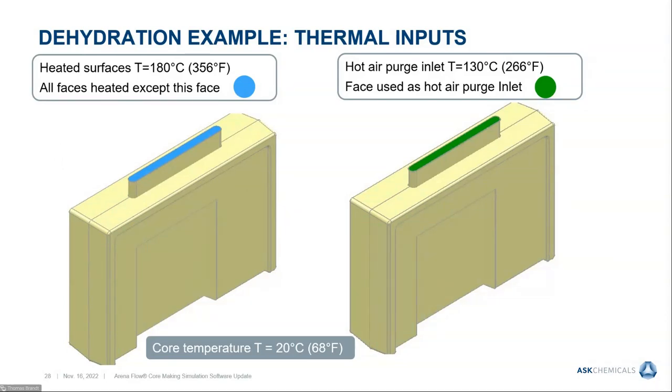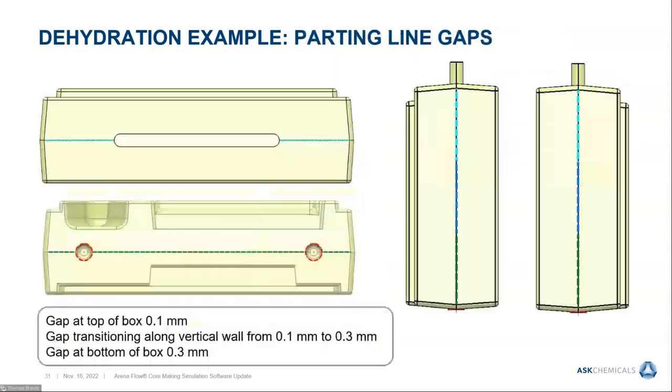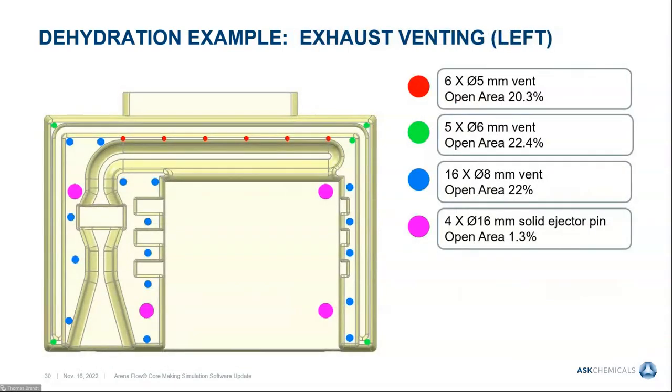phases applied for heat and phase where we have our purge air inlet. Sand temperature assumed to be at room temperature initially. Right side, boundary conditions applied, vents and ejectors colored by size. Left side, same thing, boundary conditions applied and colored.